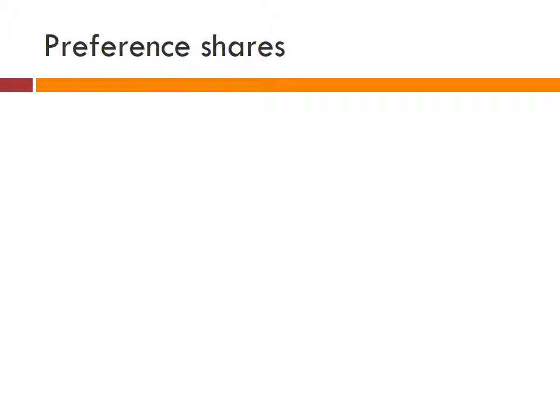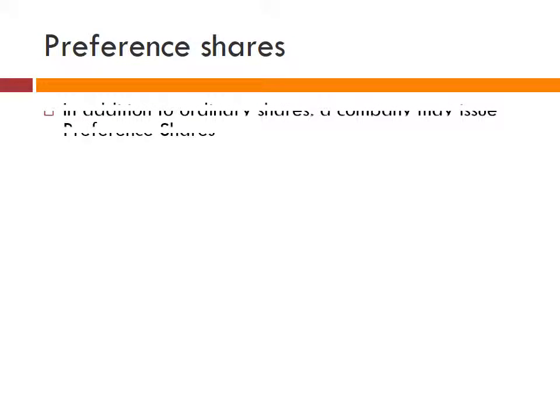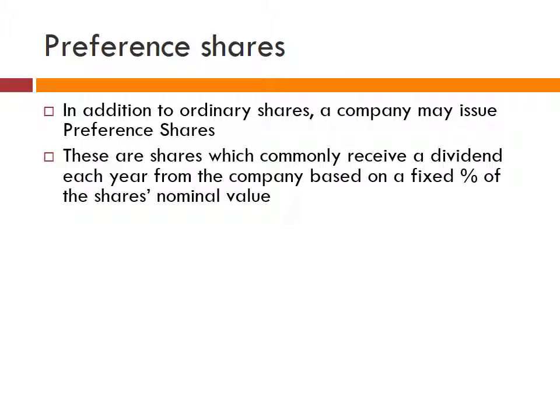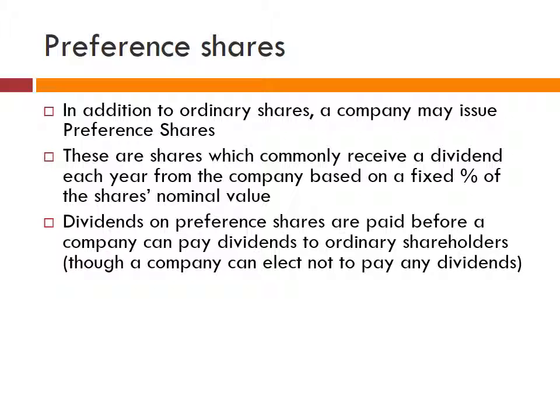Lastly, we're going to talk about preference shares. Now, not all shares issued by companies have to be ordinary shares. Preference shares are different to ordinary shares in that they don't give the holder of the preference share the same interest in the company's profitability. Instead, preference shares commonly receive a dividend each year from the company that's based on a fixed percentage of the share's nominal value.